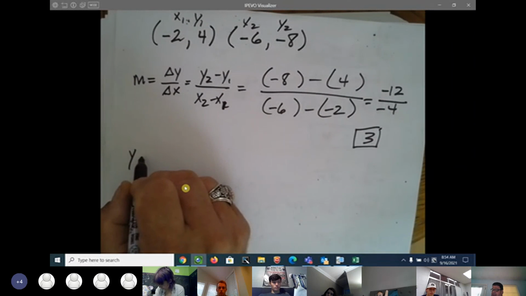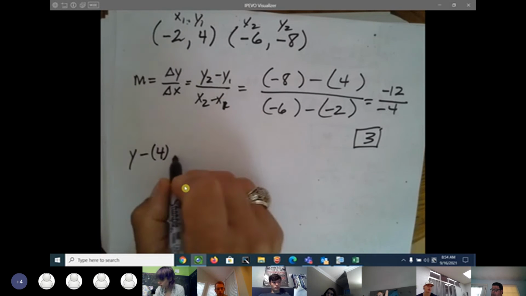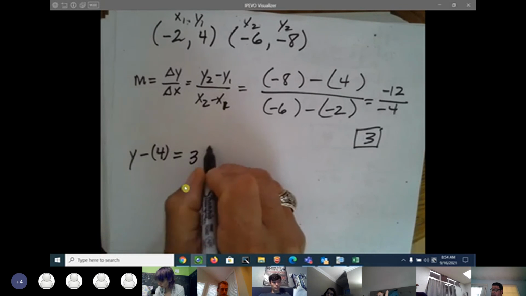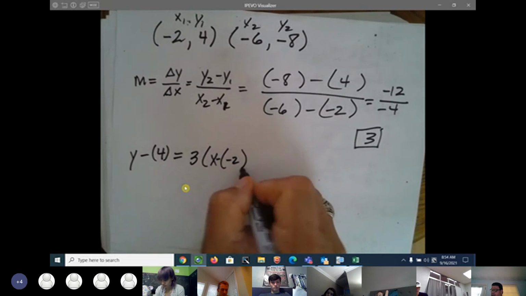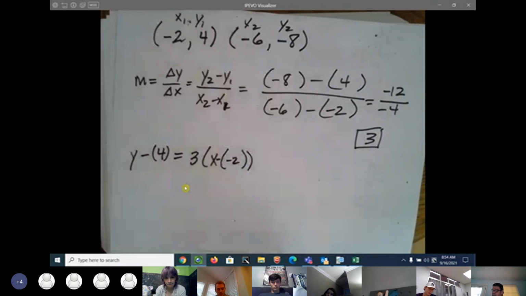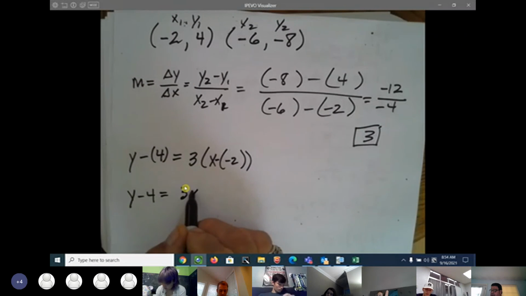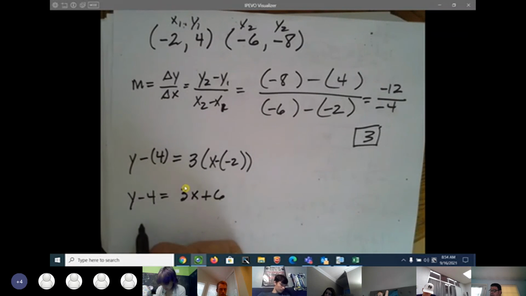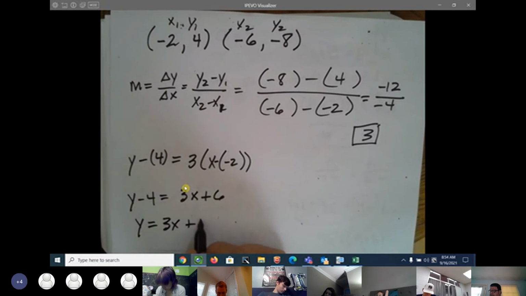y minus y1 is equal to m times (x minus x1). y minus 4 is equal to 3x plus 6. And y is equal to 3x plus 10.